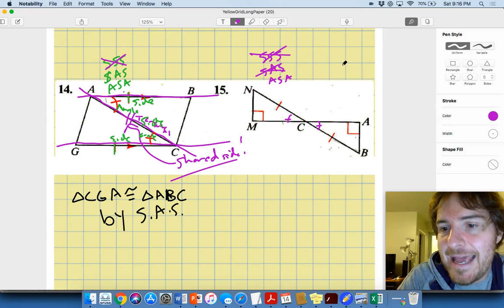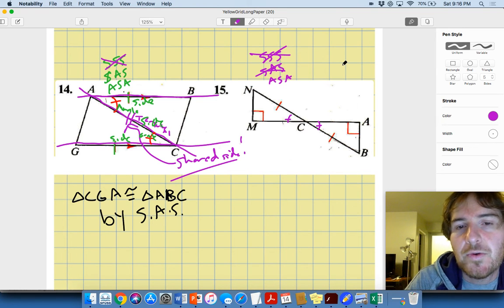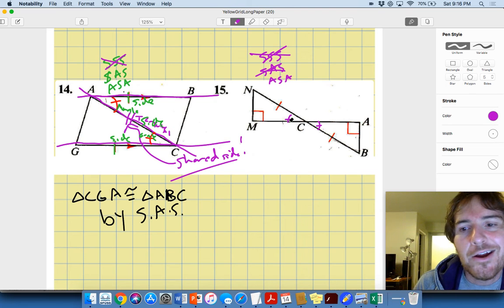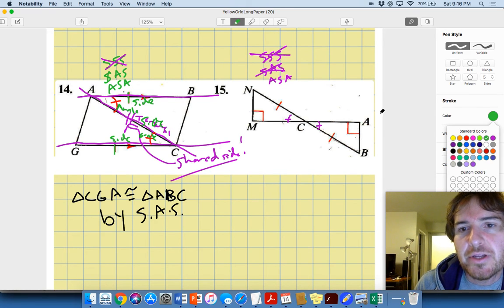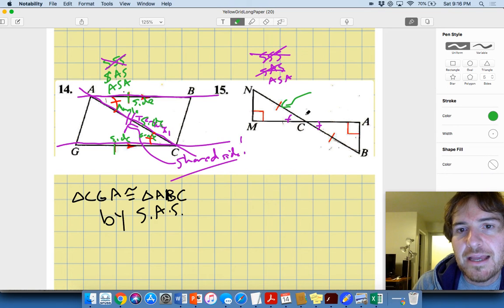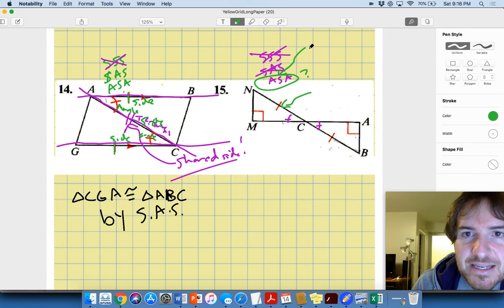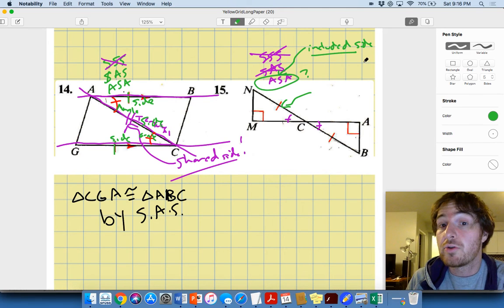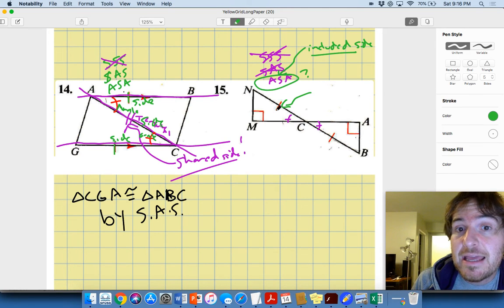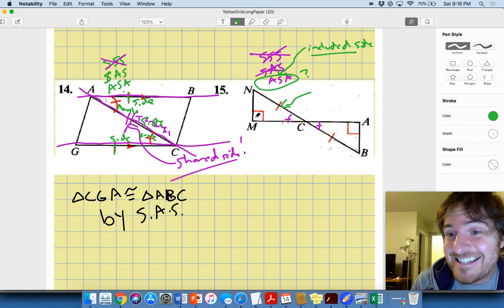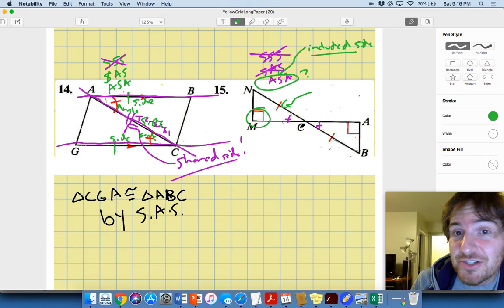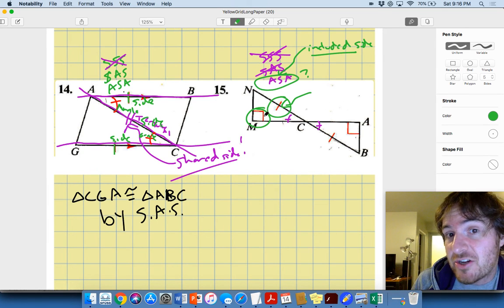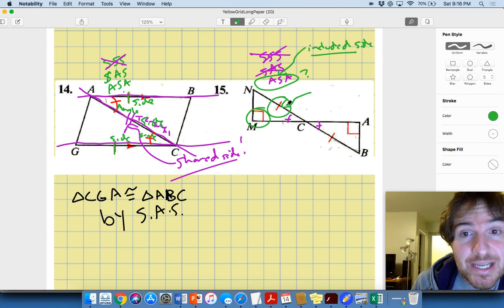Is it going to be ASA? That's the question here. Is my side included? So remember, the S is in the middle because that means the side needs to be included by the two congruent angles. And check it out here, ASA. Is that an included side? Not really. This angle has nothing to do with this side right here. So this angle is not part of including this side here.